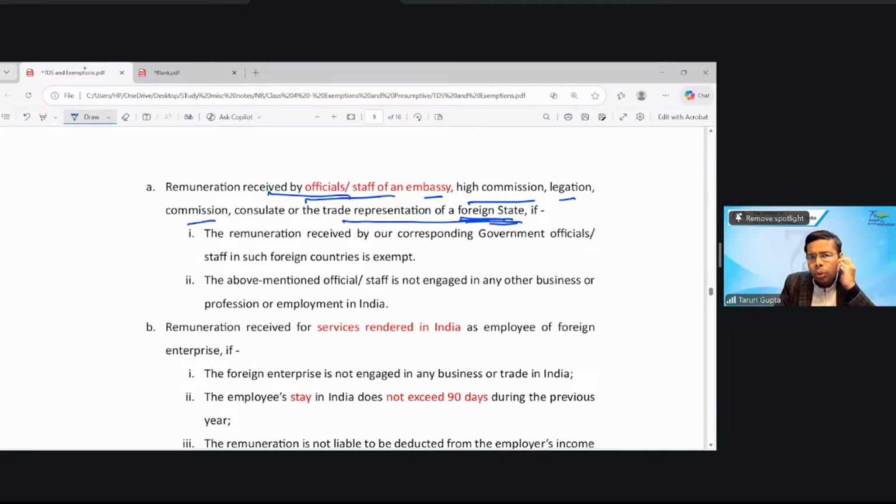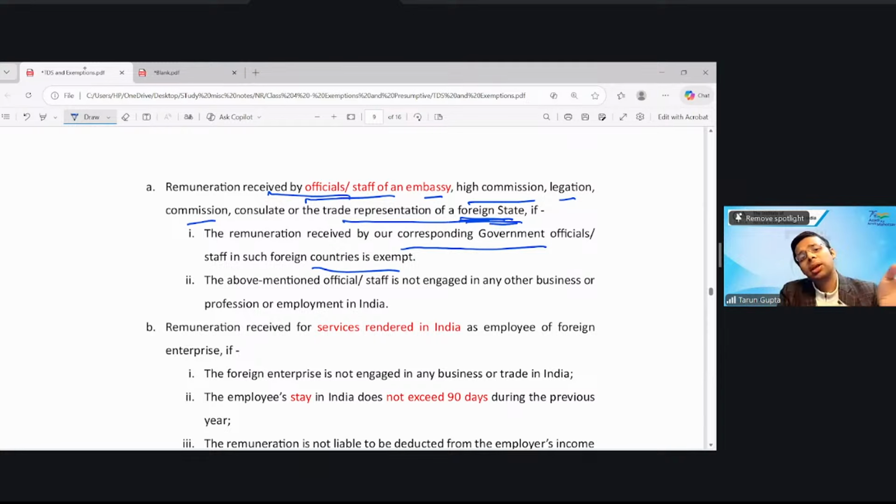So if there is a person who is working in a foreign embassy, the remuneration which he is receiving shall be exempt, provided the remuneration received by our corresponding government official staff in such foreign countries is exempt. It's quid pro quo. What it says is, you exempt my people, I will exempt your people. If my person is employed in your country, in the embassy, and if you don't tax him, then I will not tax the people employed in your embassy.